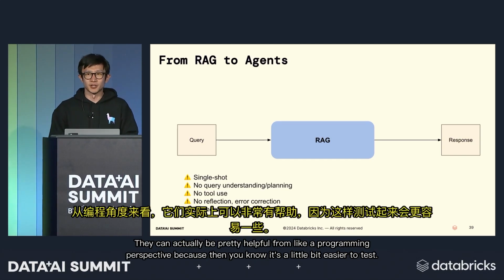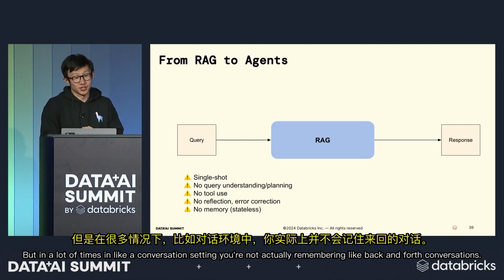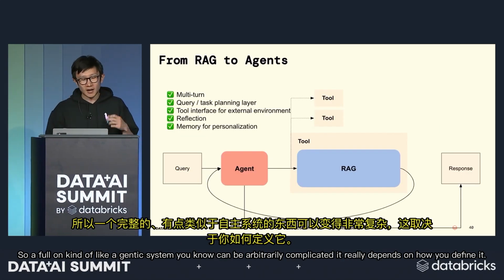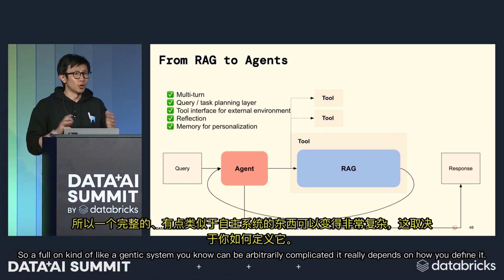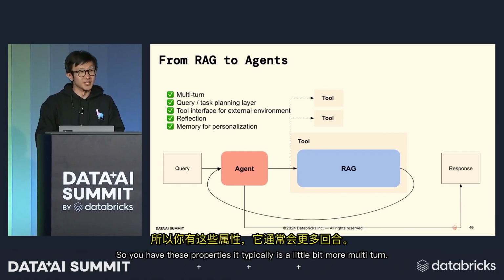That can actually be pretty helpful from a programming perspective because then it's a little bit easier to test. But a lot of times in a conversation setting, you're not actually remembering back and forth conversations. So a full-on agentic system can be arbitrarily complicated. It really depends on how you define it. But it tends to have these properties.